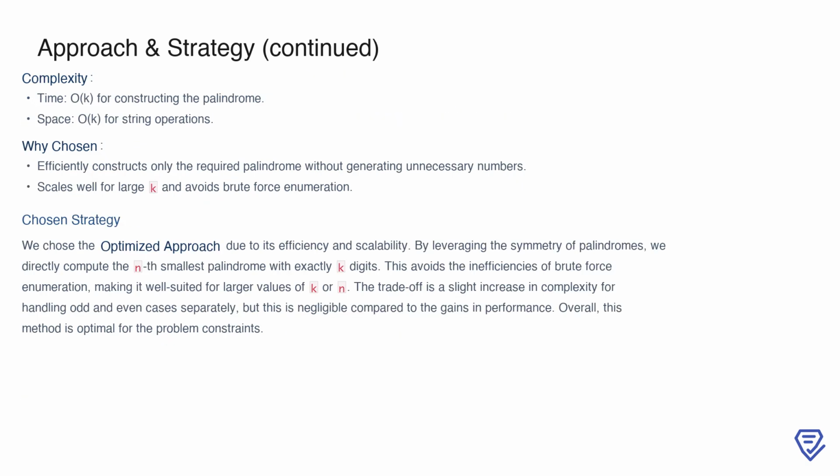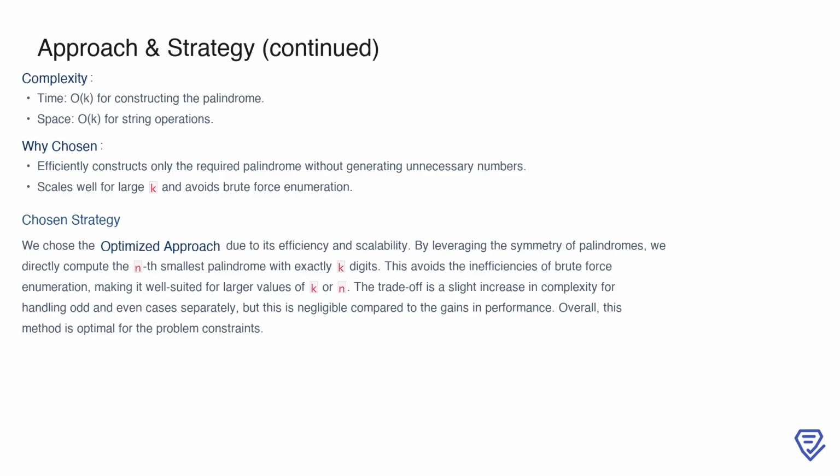The complexity of the optimized approach is much more favorable compared to the brute force method. Constructing a palindrome takes O(k) time, as the steps include simple string operations like reversing and concatenation, and the space complexity remains O(k) as well. We chose this strategy because it efficiently computes only the required palindrome, without generating unnecessary numbers or performing redundant checks. Its scalability makes it ideal for cases where k or n is large, and it avoids the exponential growth in computations seen in the brute force approach.